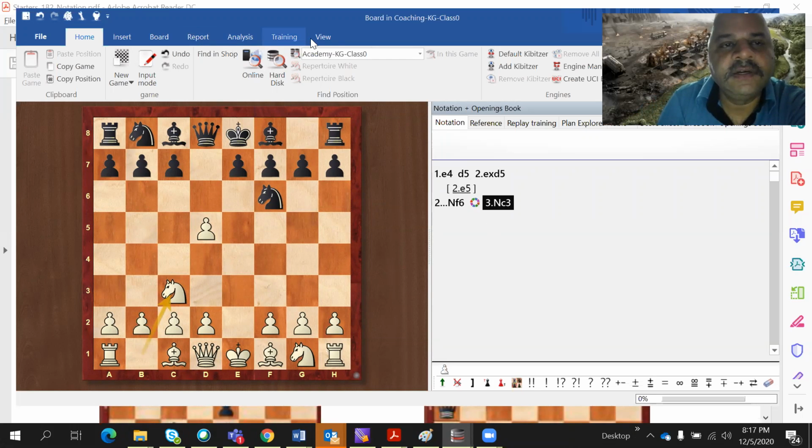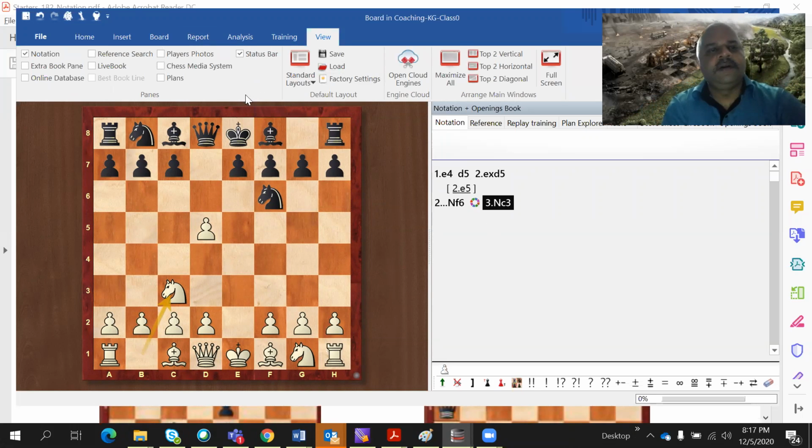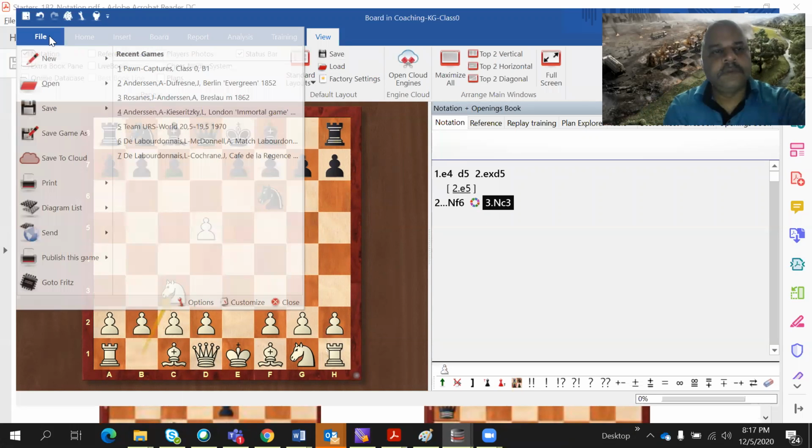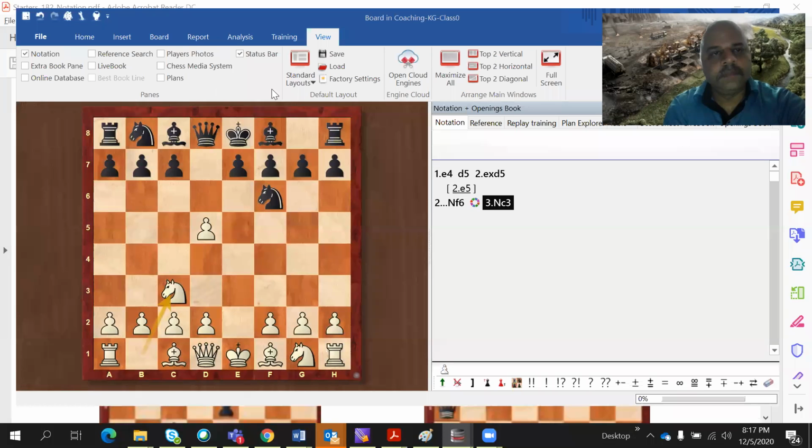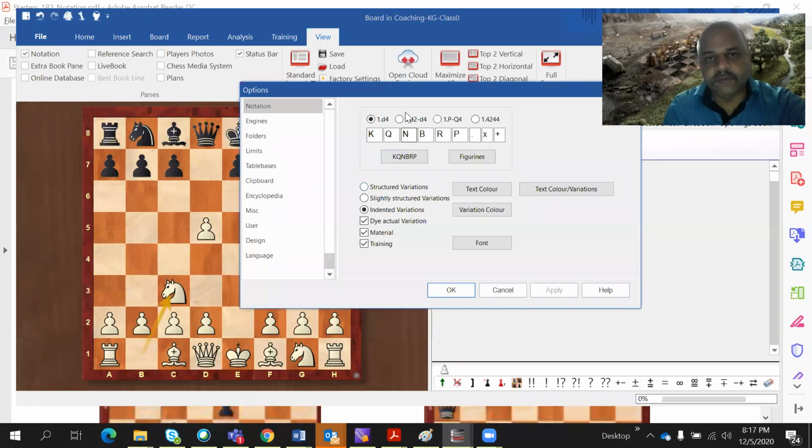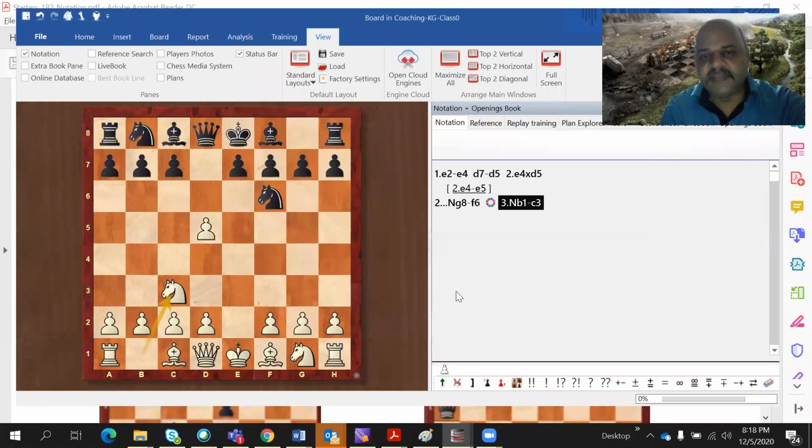And if you want to see the options, I can go for long notation. Then everything will change the way I've shown it in this one, right? That is how it will look. See, E2 to E4, D7 to D5, E4 X D5, E4 crosses D5, and G8 to F6. The knight was on G8 square, it has come to F6, and this knight from B1 square has come to C3. This is how it is written.